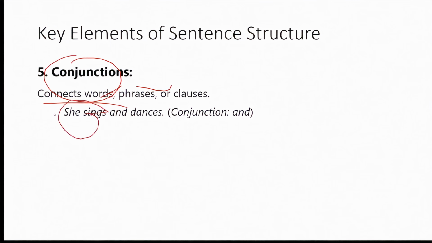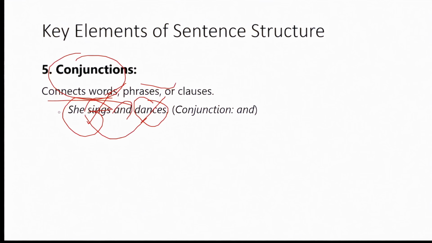For example, she sings, she dances. So sings is a verb, dances is a verb. Both verbs have been joined by and. So and is joining, connecting sings and dances. So and is a conjunction.